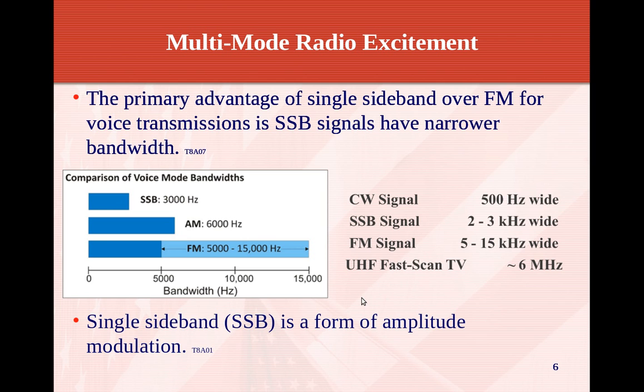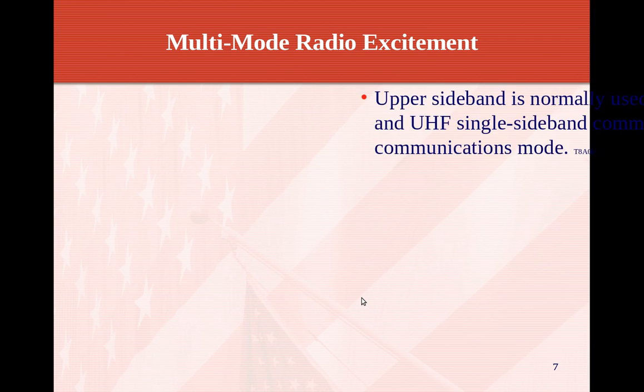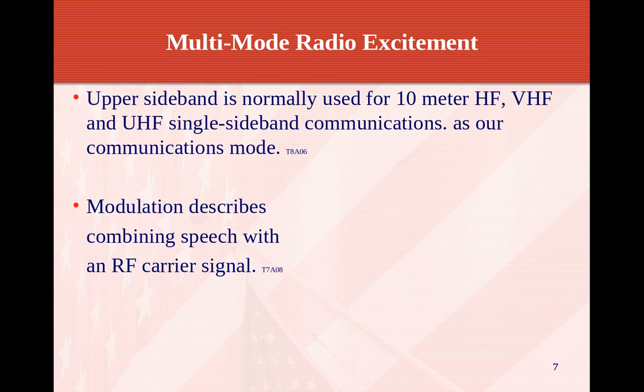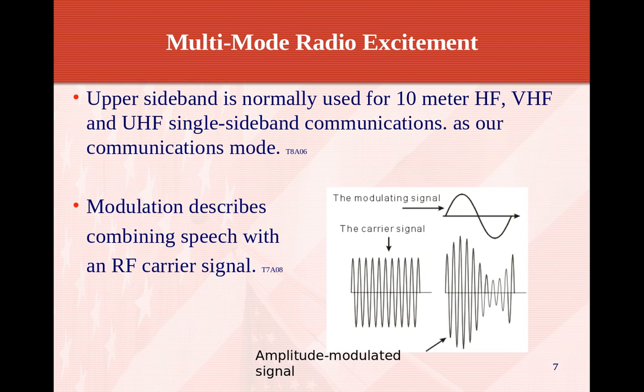Single sideband is a form of amplitude modulation. Upper sideband is normally used for 10 meter HF, VHF, UHF single sideband communication as a communication mode. Now, is this a de facto standard? No. You can use lower sideband on those as well, but normally you'll see upper sideband.